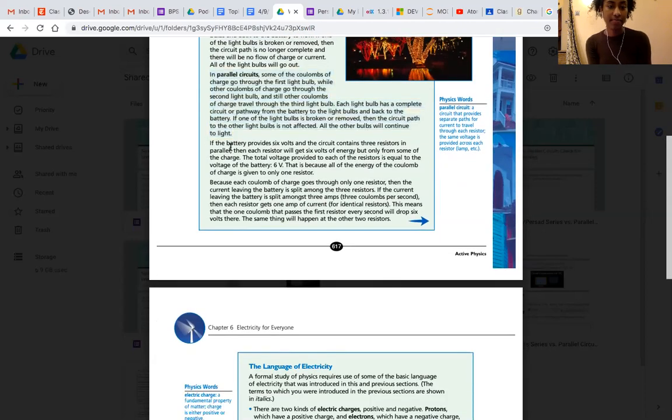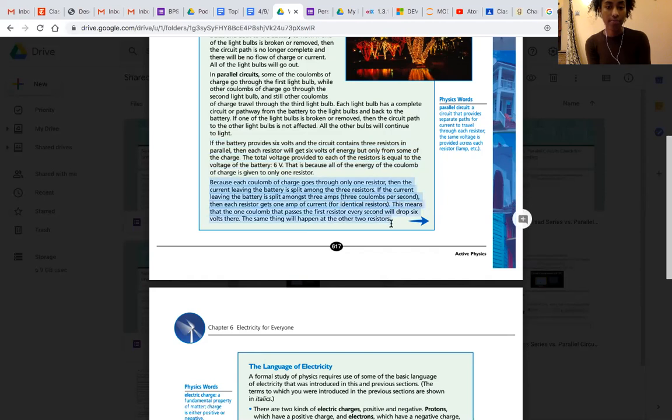Paragraph 3. If the battery provides 6 volts and the circuit contains 3 resistors in parallel, then each resistor will get 6 volts of energy, but only from some of the charge. The total voltage provided to each of the resistors is equal to the voltage of the battery, 6 volts. That is because all of the energy of the coulomb of charge is given to only one resistor.